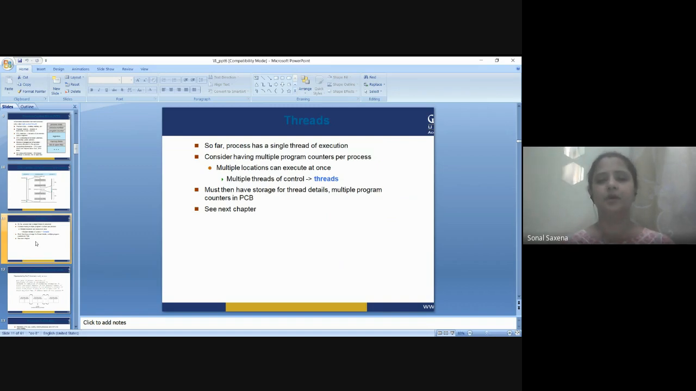Then comes the part of threads. So far what we have learned is that a process has a single thread of execution, right? Now, what is a thread basically? A thread is again a program in execution. The technical definition says that a process is nothing but a program in execution. So every process has a single thread of execution, a single program of execution, right? Now consider having multiple program counters per process, which would be too large for us. We cannot do such kind of things.